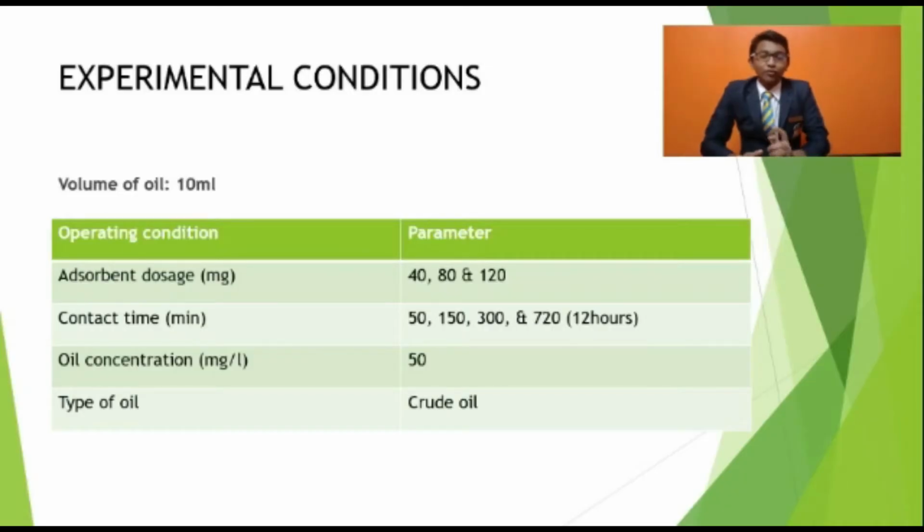Experimental condition. The volume of oil that we use is 10 ml. There are 4 operating conditions that we use. First, adsorbent dosage. Parameters for adsorbent dosage are 40 mg, 80 mg and 120 mg. Second operating condition is contact time. The parameters for contact time are 50 minutes, 150 minutes, 800 minutes and 720 minutes, that is 12 hours. The type of oil that we use is crude oil and the concentration of the oil is 50 mg per liter.